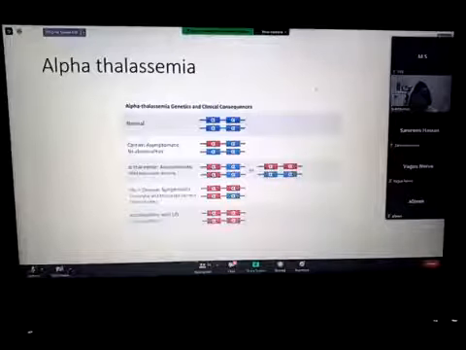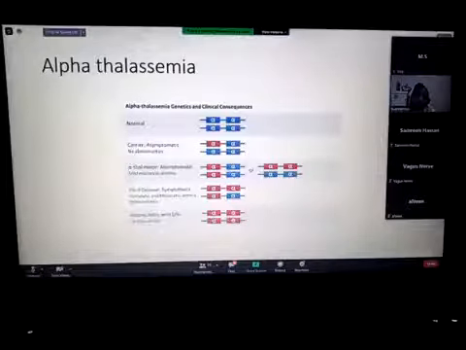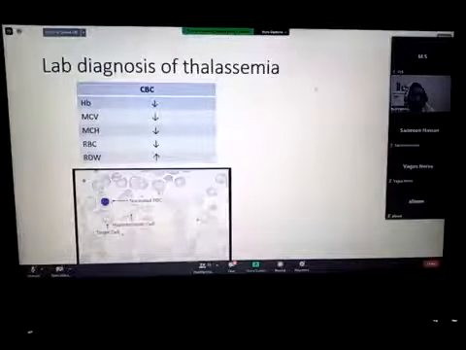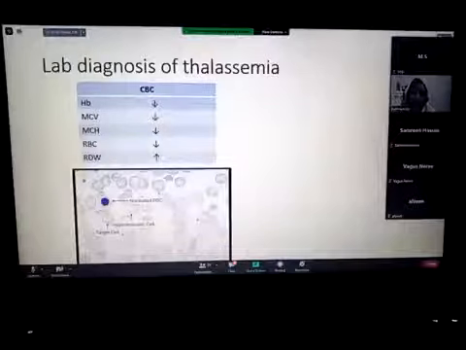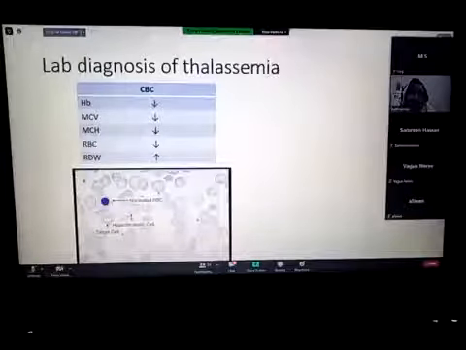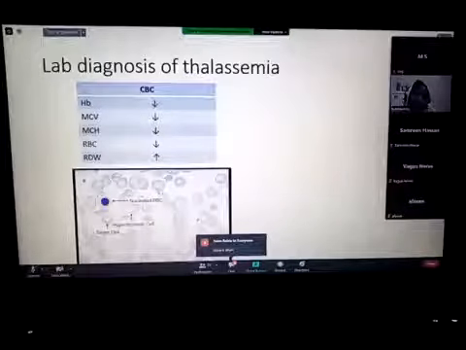So if alpha genes are not synthesized, the fetus cannot grow, because each hemoglobin starting from the embryonic life requires alpha genes. So this is incompatible with life, and they usually die. How do you diagnose? Obviously, it's the same picture which you see. There's hypochromic microcytic anemia, RDW is increased, RBC count goes down. This is a typical picture of the peripheral blood film.